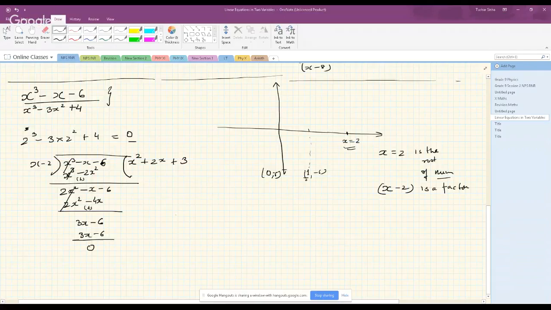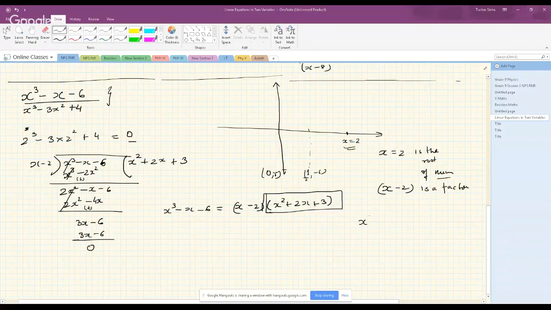So hence numerator x cube minus x minus 6 can be written as x minus 2 and simply x square plus 2x plus 3. Now this cannot be factored further. Why? Because this doesn't have any real roots. So if you see, x square plus 2x plus 3 is always greater than 0. Always greater than 0. Why?